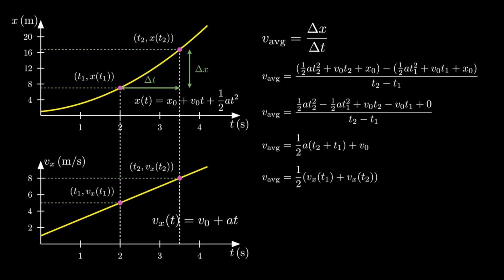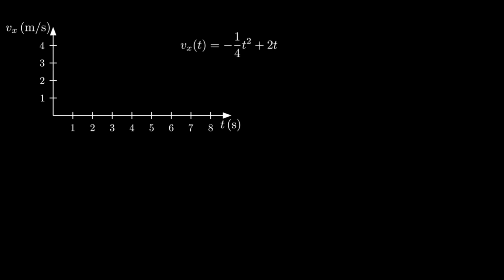Let's consider a more general example, this time of a pullback car that speeds up for 4 seconds and then slows down and comes to a stop at 8 seconds. And let's ask the question, what was the average velocity of the car over the entire trip from 0 seconds to 8 seconds? Clearly, taking the velocity at 0 seconds and the velocity at 8 seconds, adding them together and dividing by 2 will give us 0, which is not going to be the right answer.